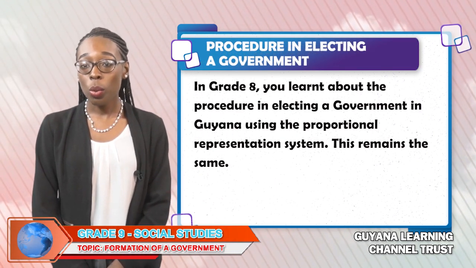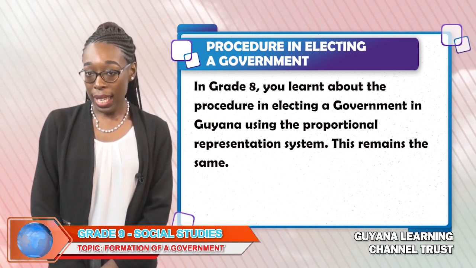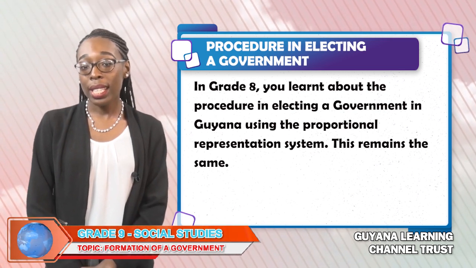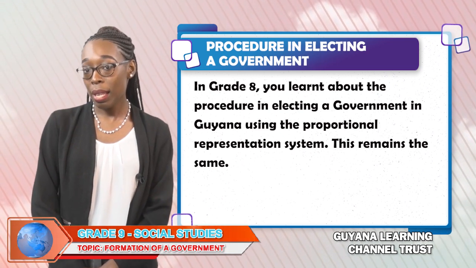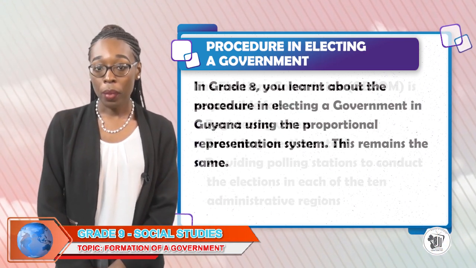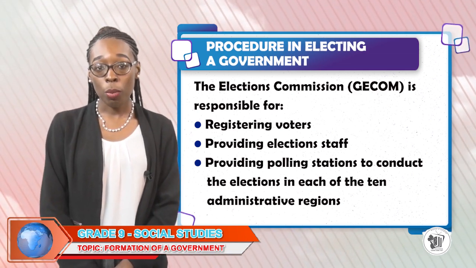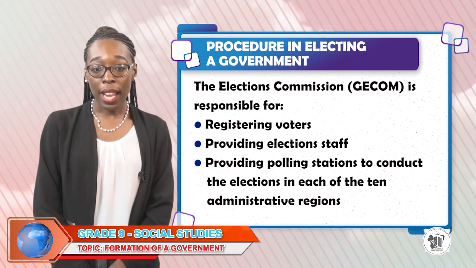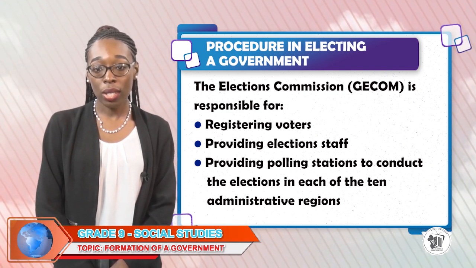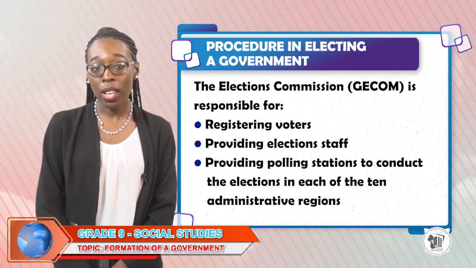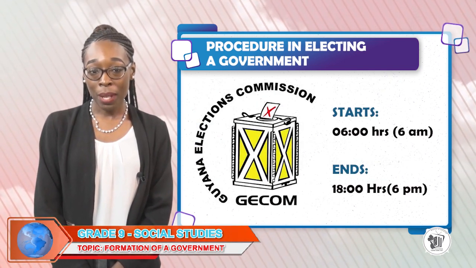So let's move into our first one, procedures in electing a government. In grade 8, you learned about the procedure in electing a government in Guyana using the proportional representation system. This remains the same. The Election Commission in Guyana, known as GECOM, is responsible for registering voters, providing election staff, and providing polling stations to conduct the elections in each of the 10 administrative districts. Voting starts at 6 a.m. and ends at 6 p.m.